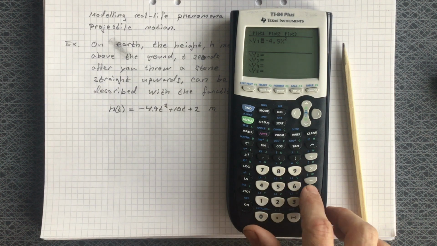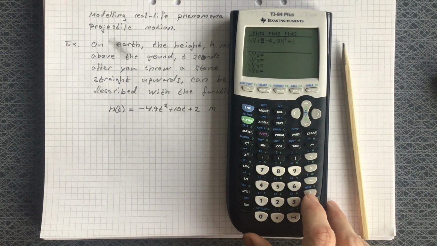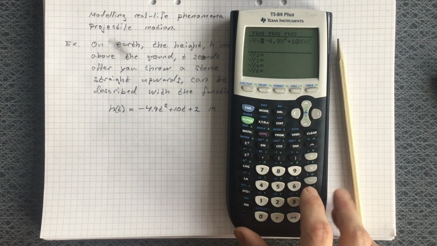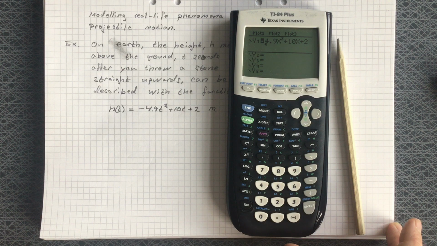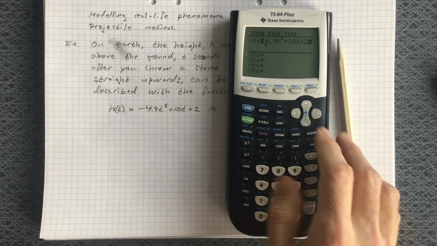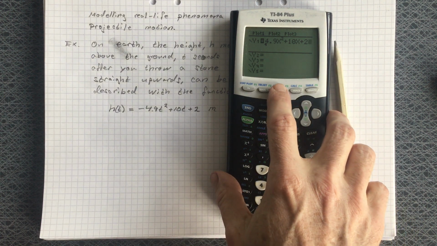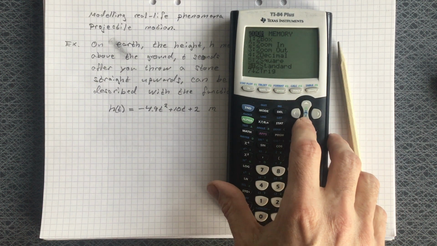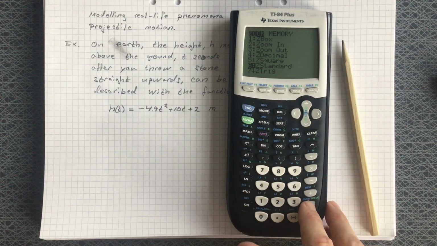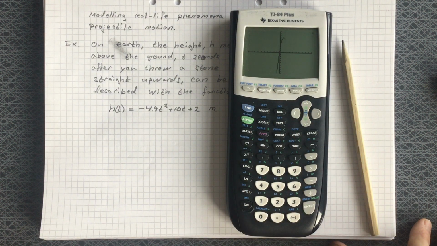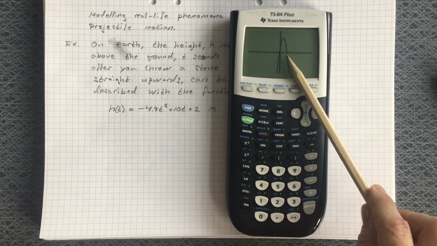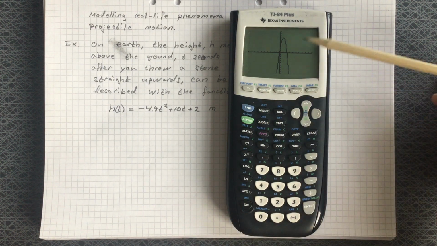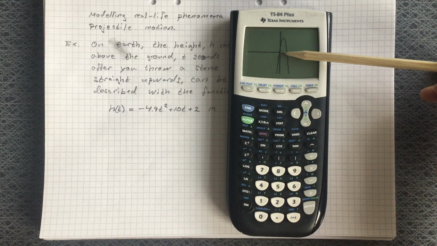Plus, now I use this operation, plus 10x and plus 2. Okay, I can start by using the standard window. So I choose zoom and I go down to standard and I press enter. And I got a graph. It looks like this. And I realize we don't have negative times and the stone can't be below ground level.